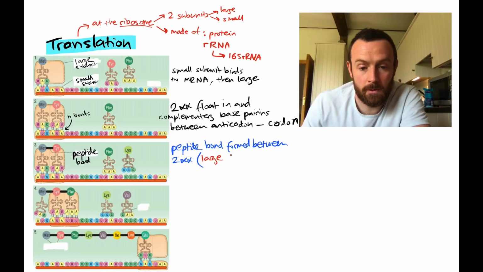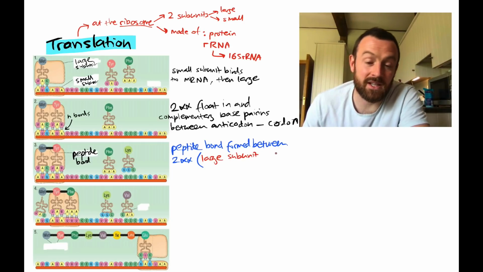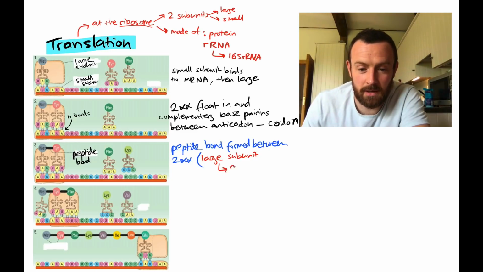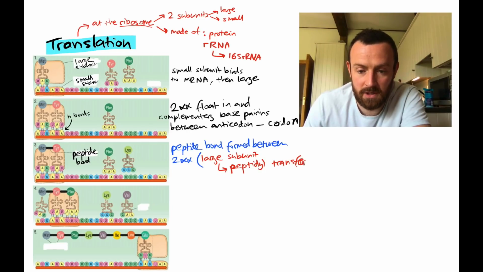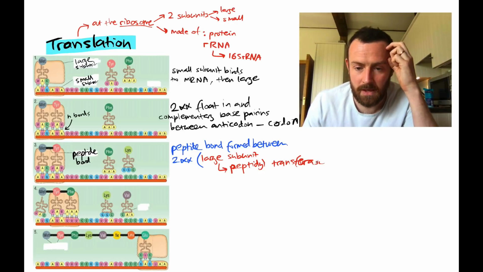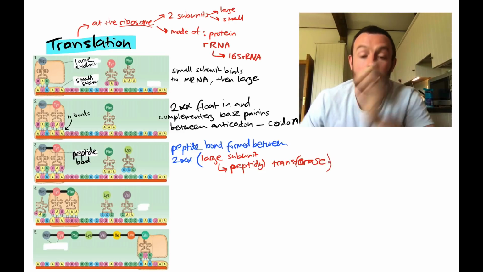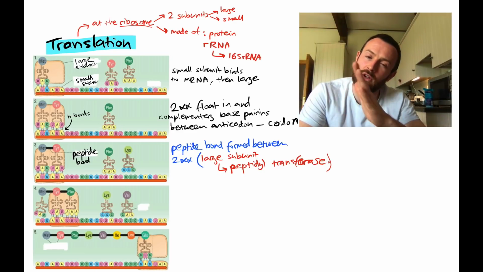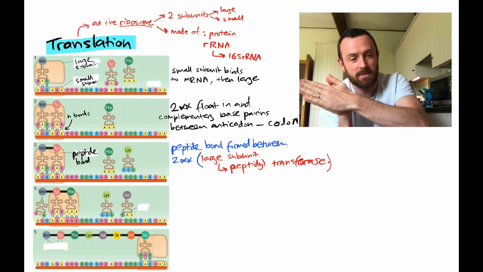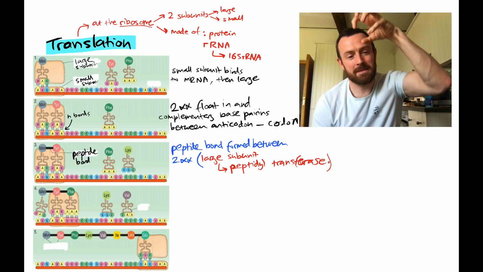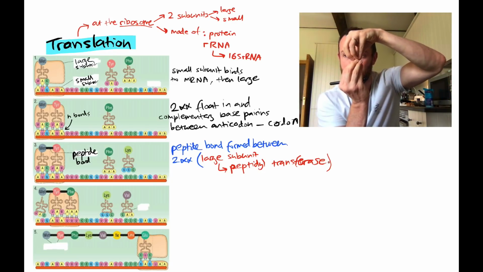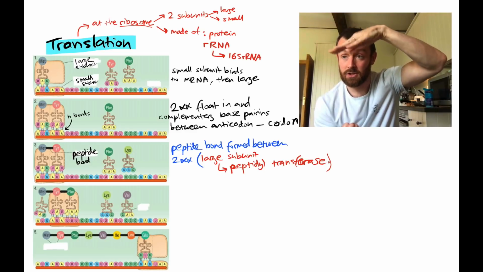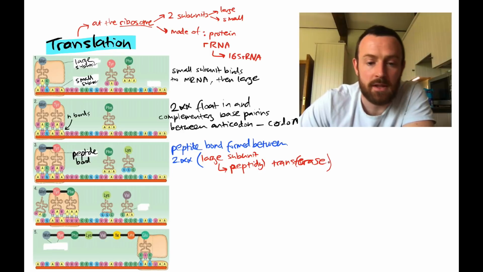If you want to go into a little more detail, there's an enzyme in the large subunit that does this, and it's called peptidyl transferase enzyme or activity. Peptidyl transferase. The reason it's called a transferase is because it moves the peptide bond. There is already a bond there between the amino acid and its tRNA, but it moves that bond from the tRNA, so the tRNA detaches, to the next amino acid next to it. That's why it's called a transferase.